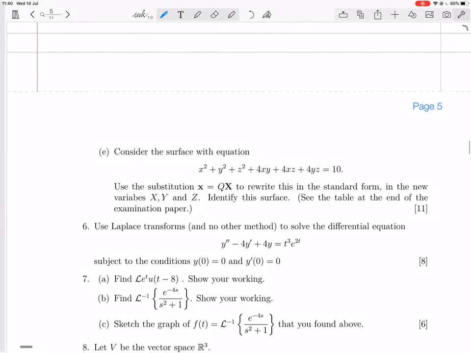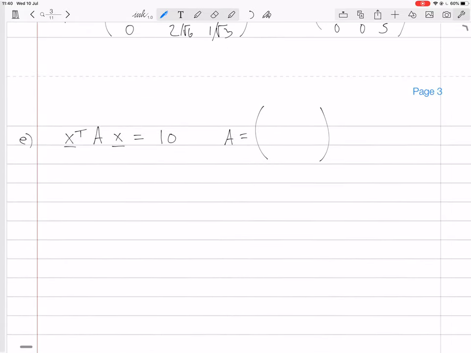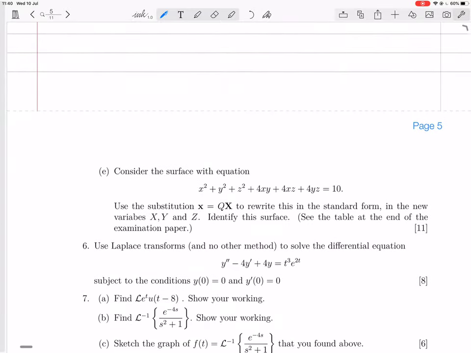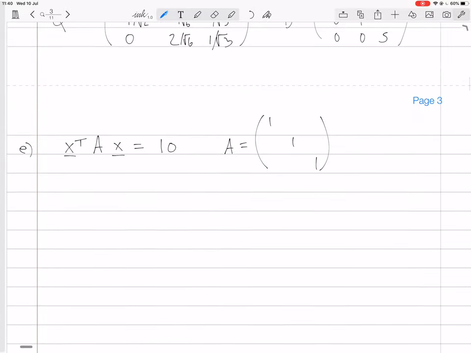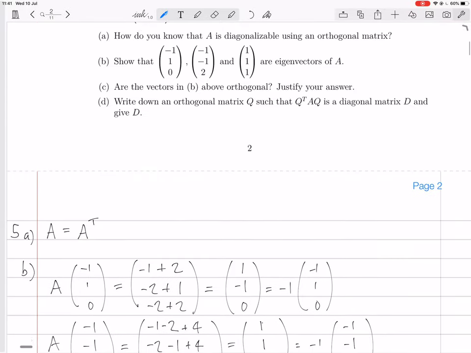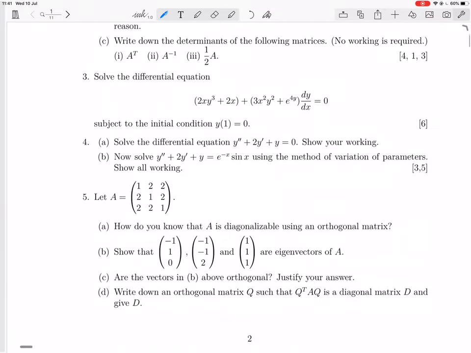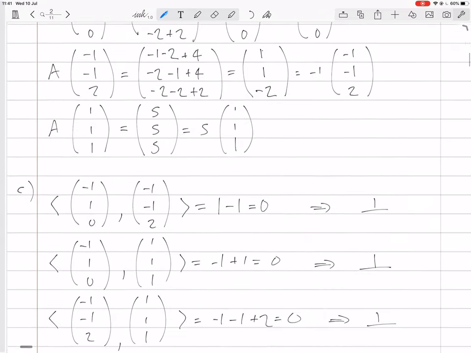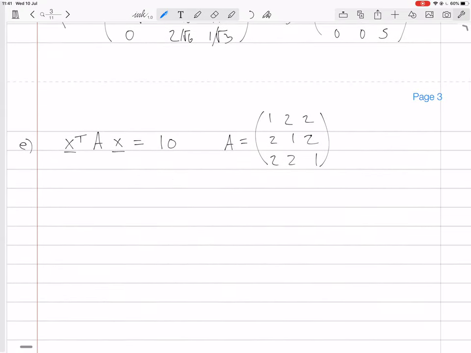So we have x, y, z all squared, so on the diagonal we have 1, 1, 1, and then the cross terms are 4, 4, and 4. So the rest is going to be 2s, which is the matrix we just orthogonally diagonalized: 1, 2, 2, 2, 1, 2, 2, 2, 1. One's on the diagonal, 2 elsewhere. Yes, okay, so this is the equation then.